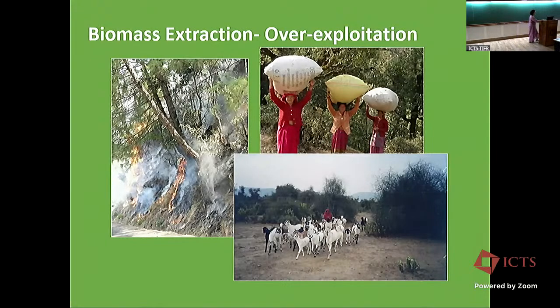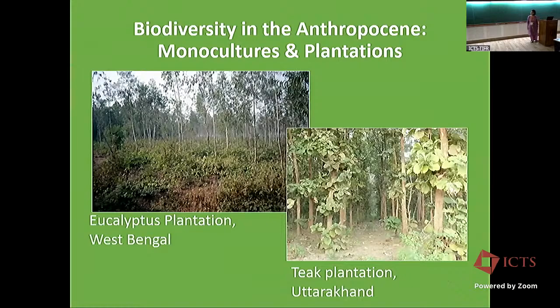One very recent phenomenon is monocultures and plantations. You see here a eucalyptus plantation in West Bengal and a teak plantation in Uttarakhand. Basically, what you're doing is you are changing the forest, which is a very complex system because it has many trees, it has a complex structure, into a simplified structure like a monoculture, which is only one species, like teak. And we have many other types of plantations coming up in India now. And this is one major cause of forest degradation today.